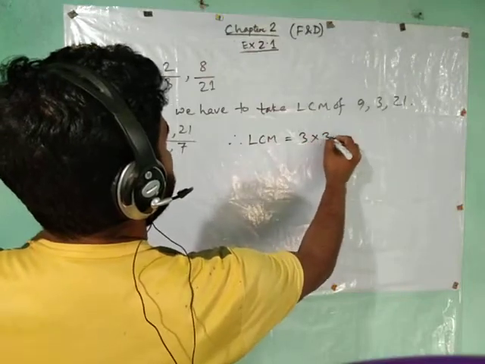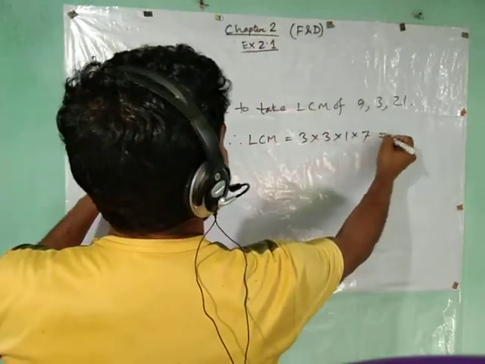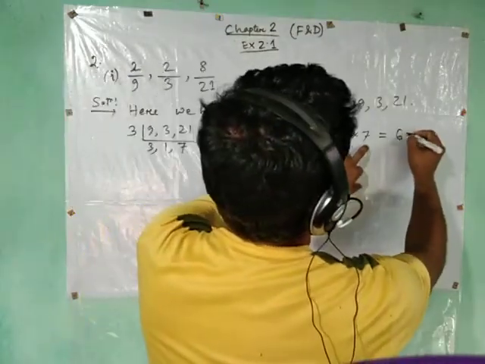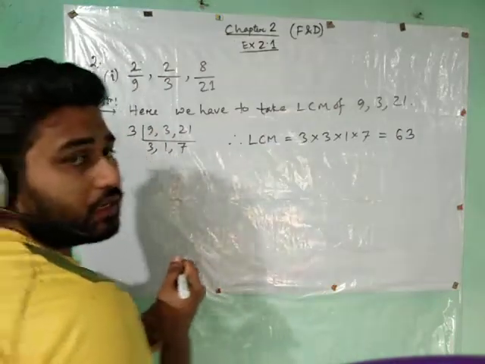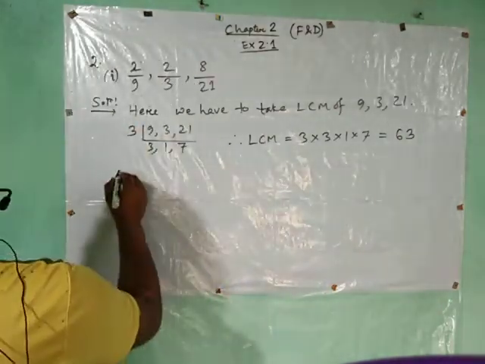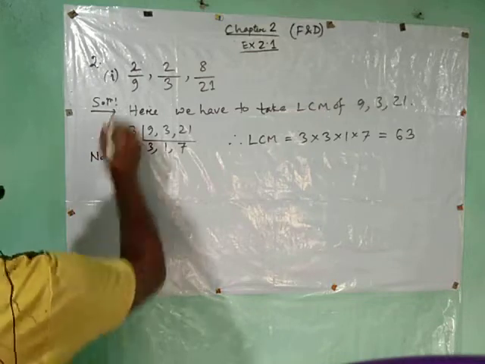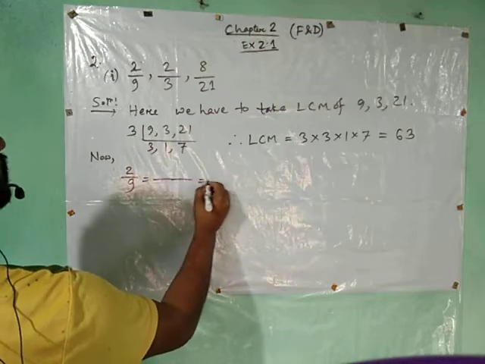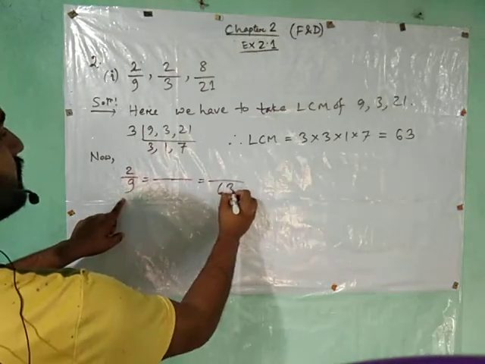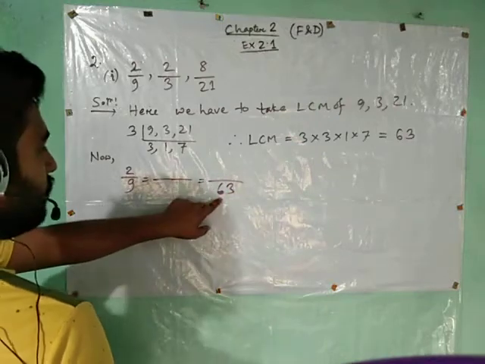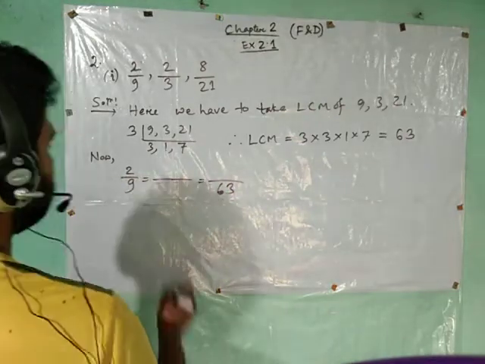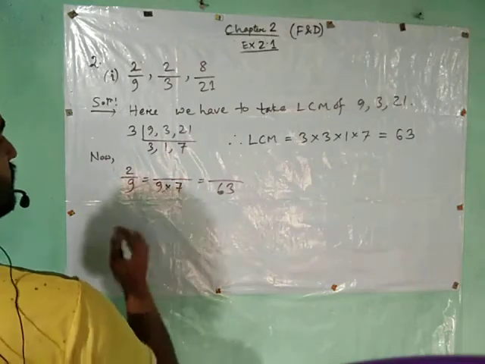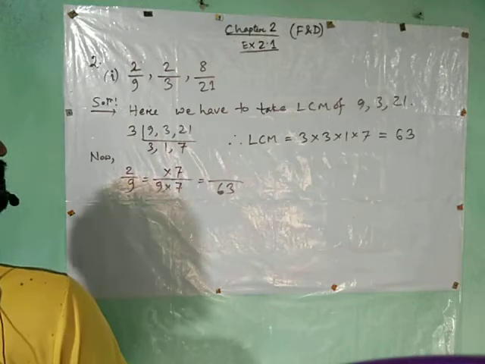3 into 3 into 1 into 7 equals how much? 3 into 3, 9. 9 7s are 63. Is that clear? Now you write here: 2 divided by 9 equals how much? You have to make this 9 into 63, right? Now how will you make this 9 into 63? 9 into 7 equals 63, right? 9 7s are 63. So you have to multiply the above number with 7 only.